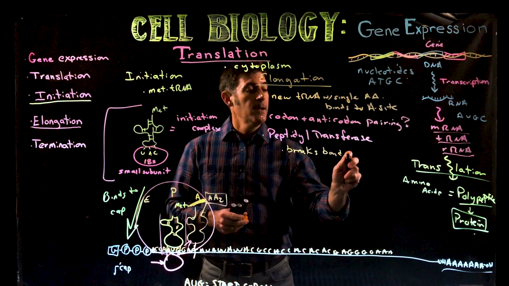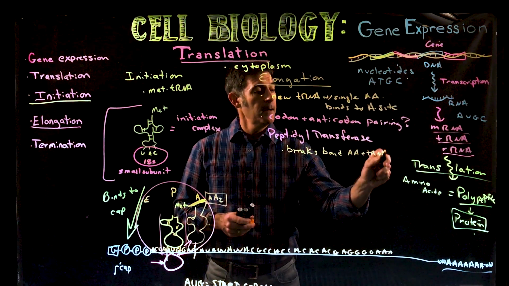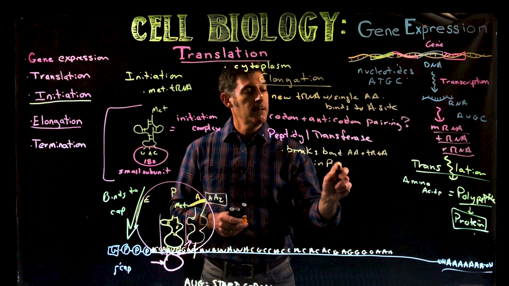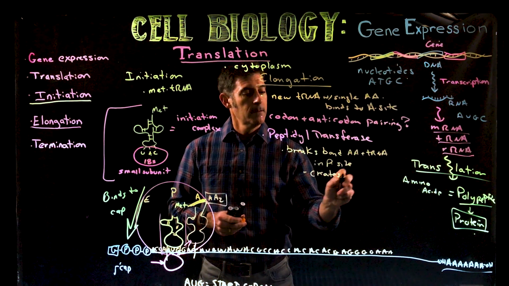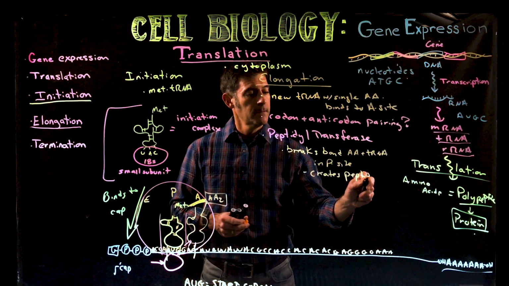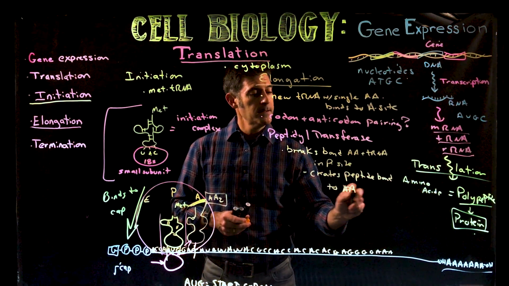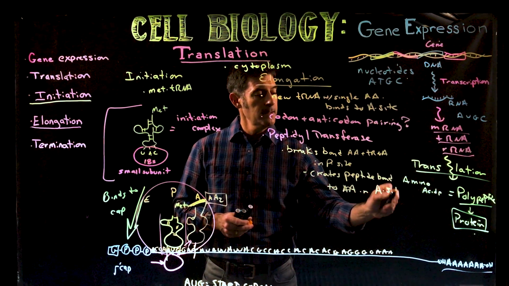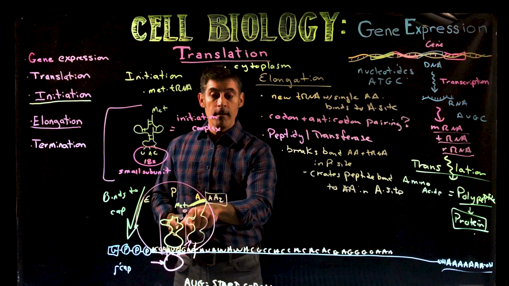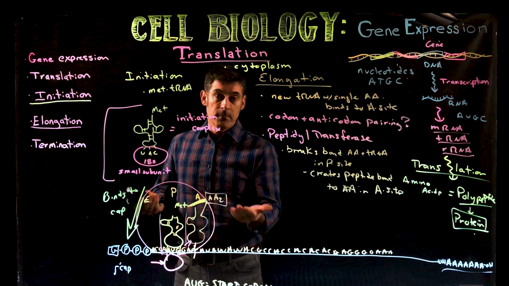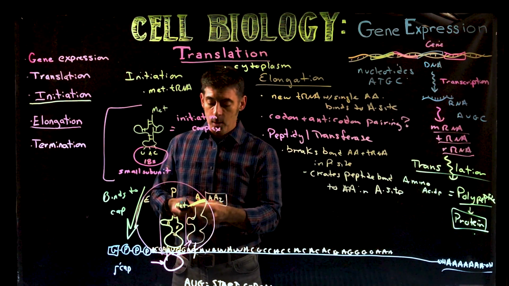It breaks the bond between the amino acid and transfer RNA in the P site, and then it creates a peptide bond to the amino acid in the A site. So now the transfer RNA in the P site doesn't have anything attached to it. And the one in the A site actually has 2 amino acids, so it's a small peptide.